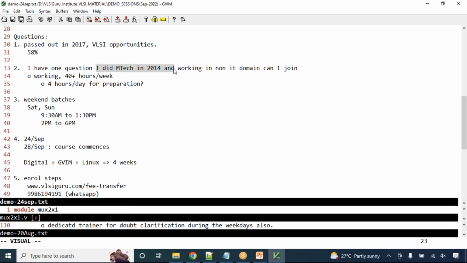Starting from 2014, even 2012 you passed out, 2018, 2019, doesn't matter. If your preparation quality is good, the chance of getting a job in the current market is good. There have been people who have been getting jobs. So even if you have a 3 years gap, it's not going to be a problem, because I told you, right?